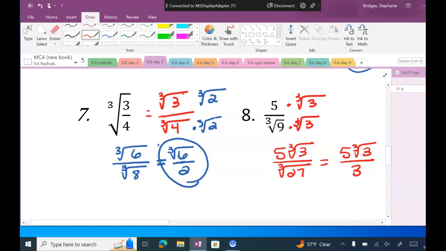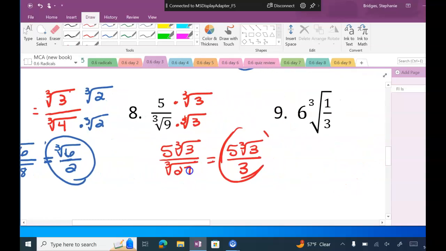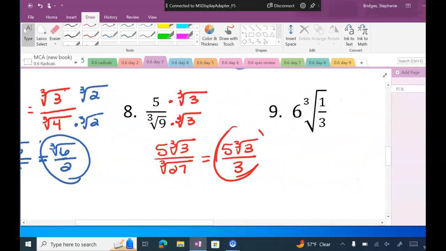And then again, we just check to see if we can simplify. Start with the radical at the top. Is 3 a perfect cube, or does it have a perfect cube that divides into it? No. All right, then we can do the numbers outside. Does the 5 and the 3 have anything in common that I can divide out? Do we kind of understand how that works? All right. Try 9.